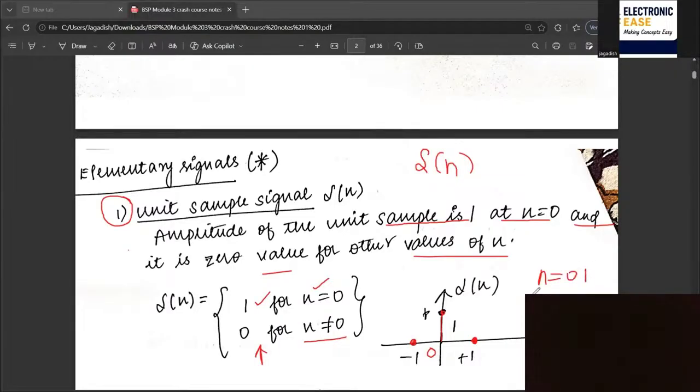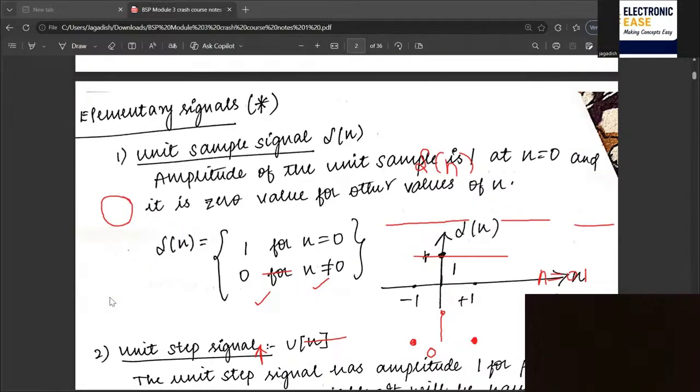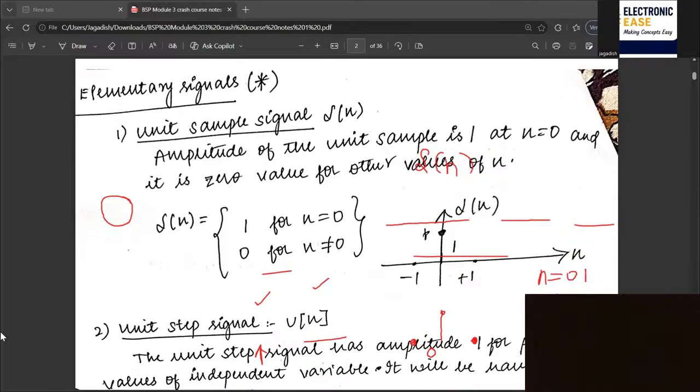If n is not equal to 0, it will be 0. Okay, this is the unit sample signal, that is del of n. So the next is the unit step signal, that is u of n.